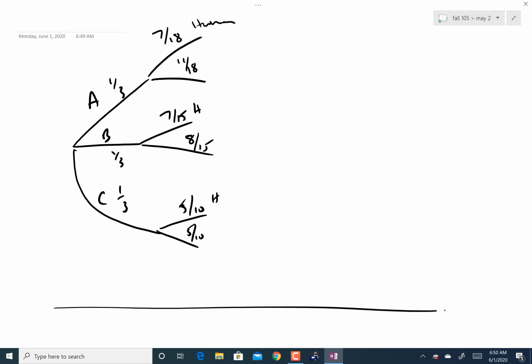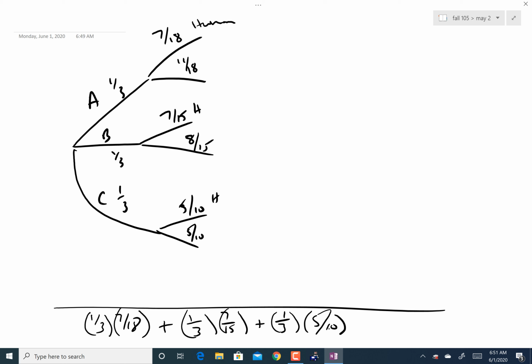So remember, there are three things that can happen. It could have come from A and been human, so it'd be 1/3 times 7/18. Or it could be from B and be human. Or it could be from C and be human. Now, I'm only interested really in C, is that correct? So the C is the one that's going to go on the top. And that is how Bayes' theorem works.